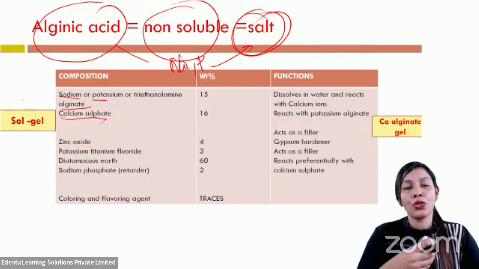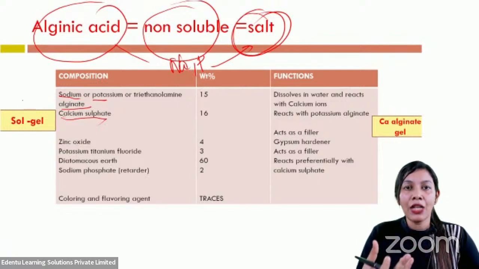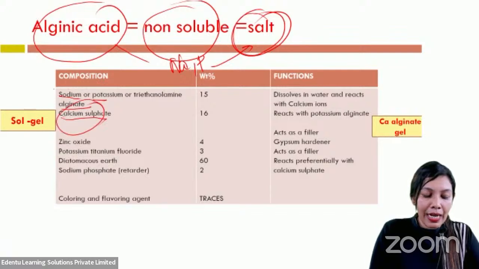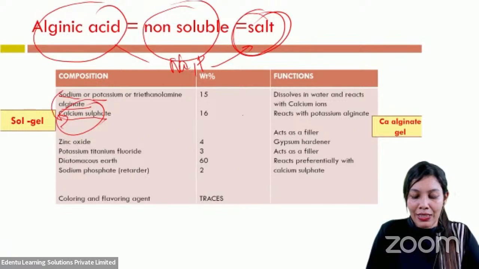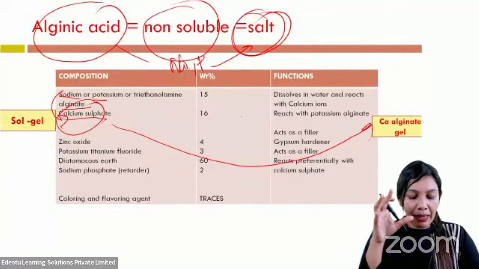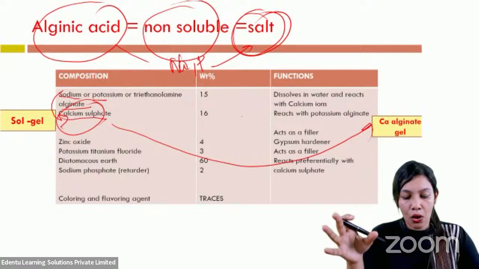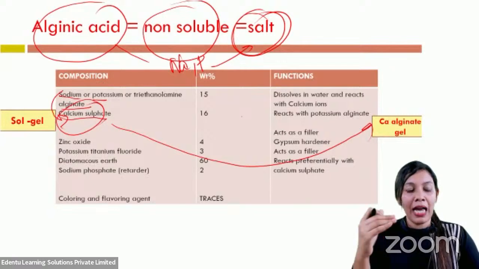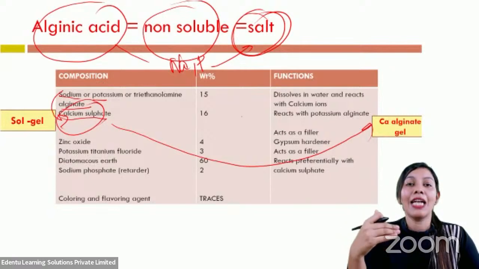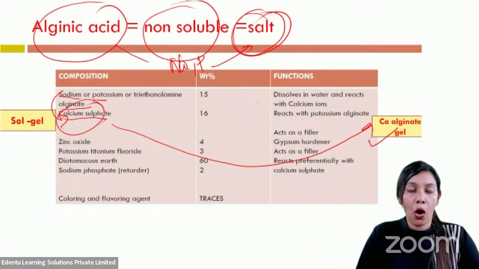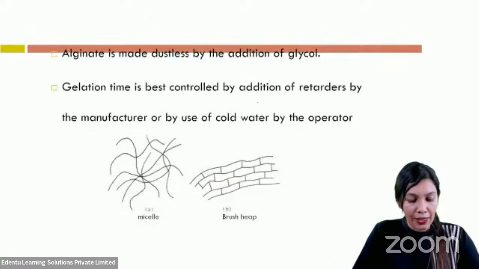This is a form which provides calcium. Since it has to get converted from a sol to a gel, we need to provide calcium. So calcium is given by calcium sulfate. Sodium potassium alginate reacts with calcium sulfate to form calcium alginate gel. This is a very important thing that you have to keep in mind. Alginic acid is converted into salt form by sodium and potassium, and calcium sulfate is added to accelerate the reaction. The last product formed is calcium alginate gel.